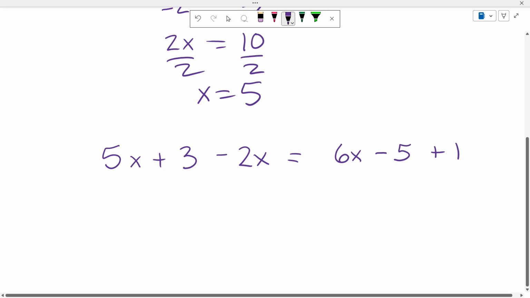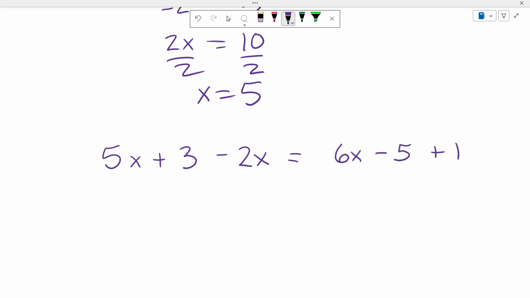You don't add 2x to both places. When you're combining like terms, you just do what it says here. What's 5x minus 2x? 3x. Plus, actually this should have been plus 5. And then on the right side, is there any like terms to combine? Yes. 5 and 1. Makes 6.